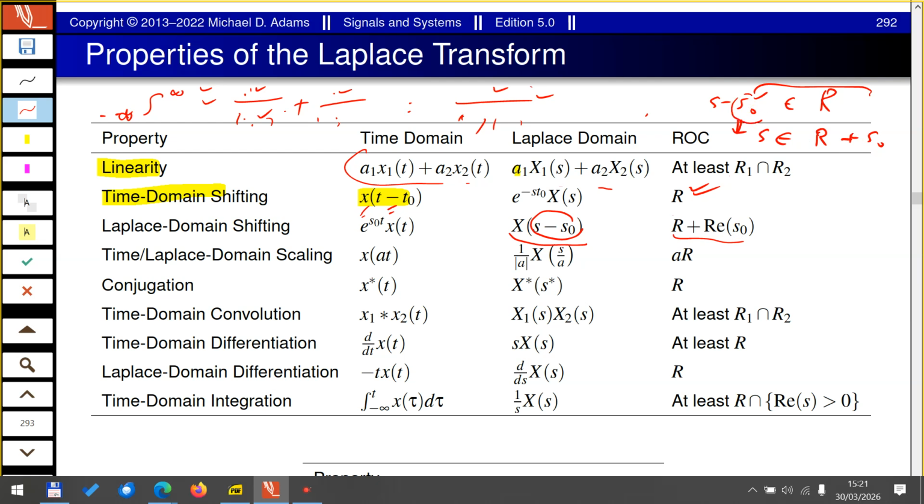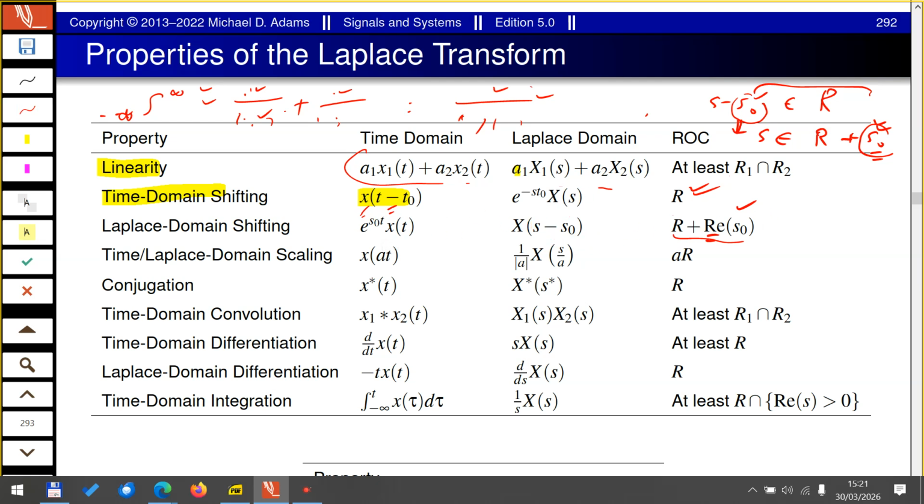But remember, s naught is a complex number and convergence only deals with the real part, right? So convergence will take only the real part of s naught, and that's why it is R plus the real part of s naught, right? The imaginary part is irrelevant for convergence. And similarly, you can explain all these other things.